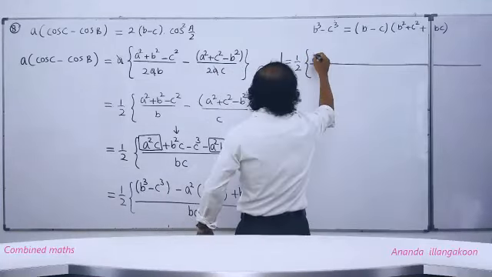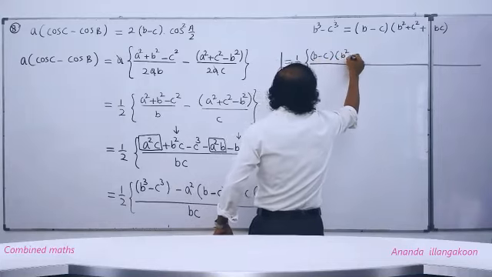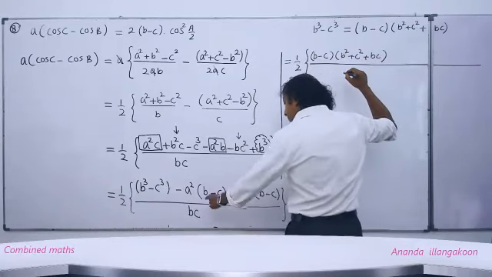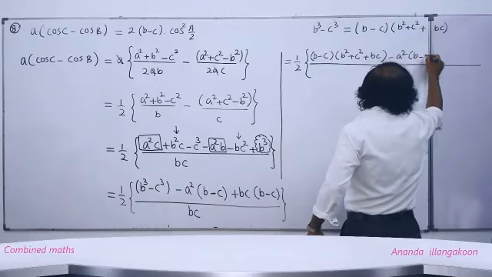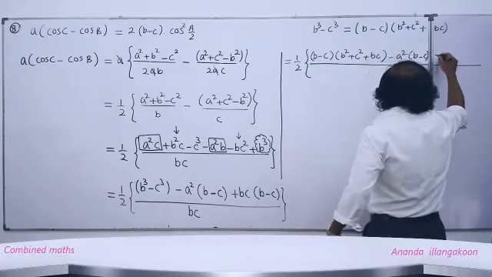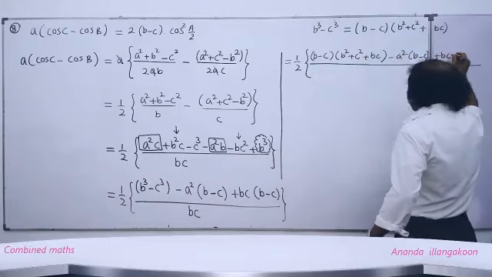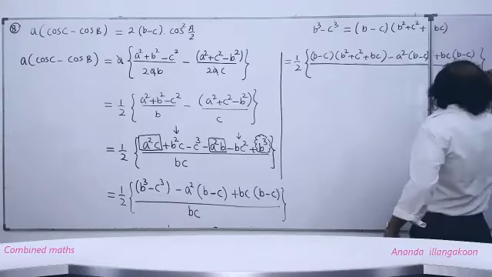B minus C, B squared plus C squared plus BC. And here minus A squared, B minus C. And BC times B minus C.